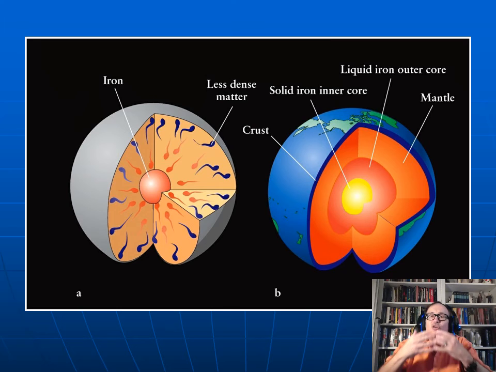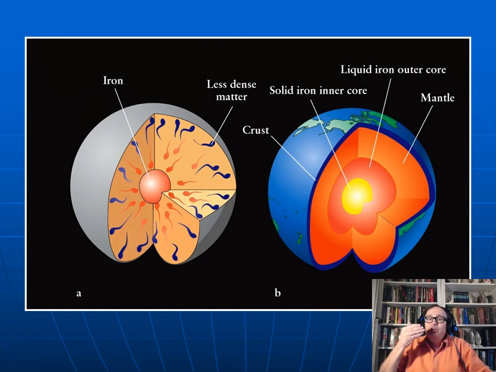This suggests that when Earth first formed, it was molten throughout, and the heavy stuff sank to the middle, the light stuff to the outside. So the heaviest stuff, the iron and nickel, became the core. The heavy rocks became the mantle. The lighter rocks became the crust. So this is the sort of differentiation that occurred.